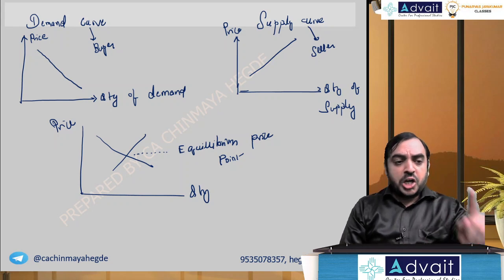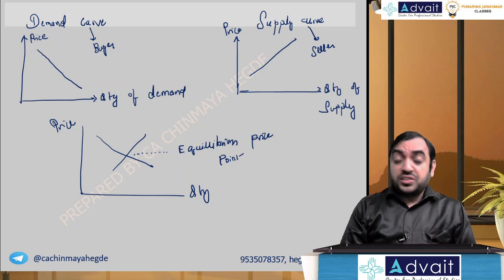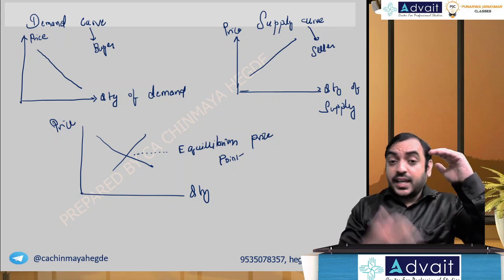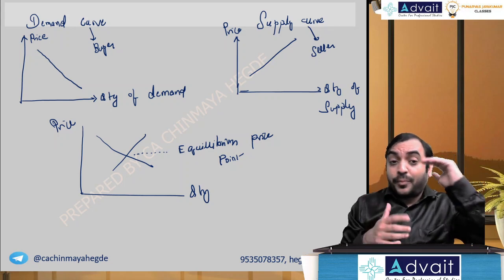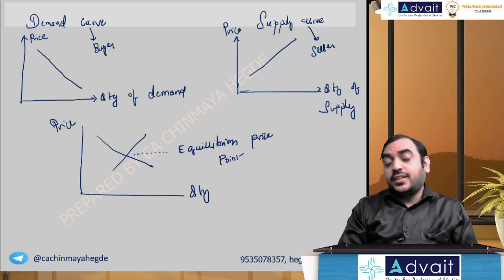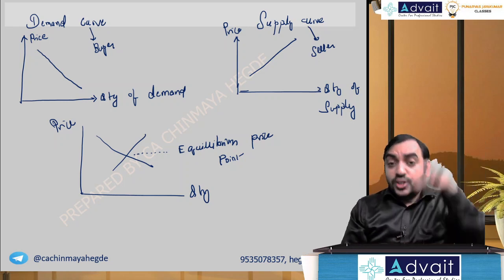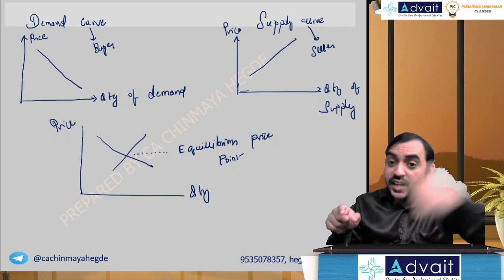He will tell 100 rupees. And what do you tell? 100 rupees, too much. Which means price is high. I am not ready to buy. My demand is not there. But at 100 rupees, he is ready to sell. So at 100 rupees, demand is not there, supply is there. He is ready to sell.